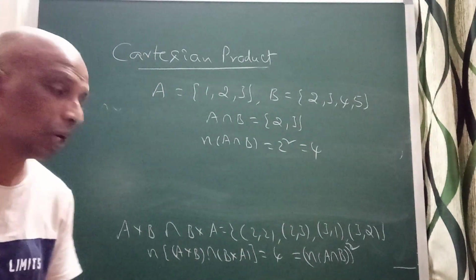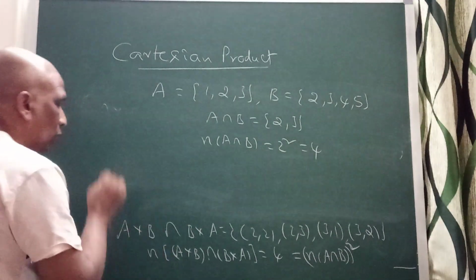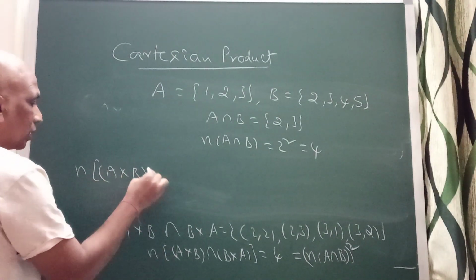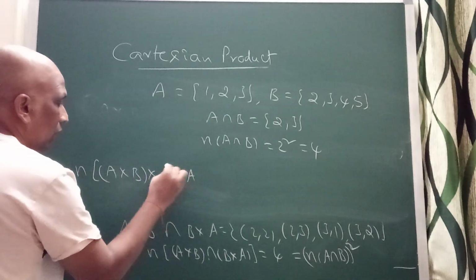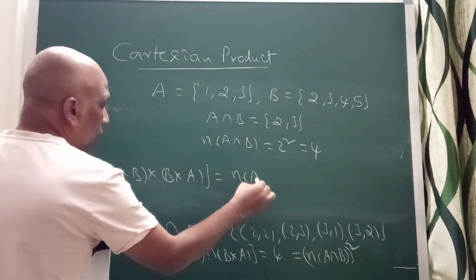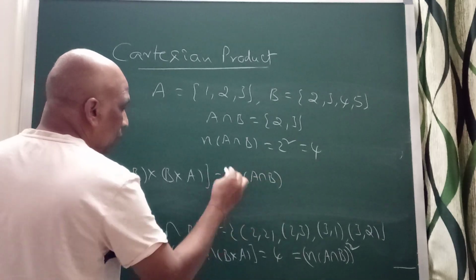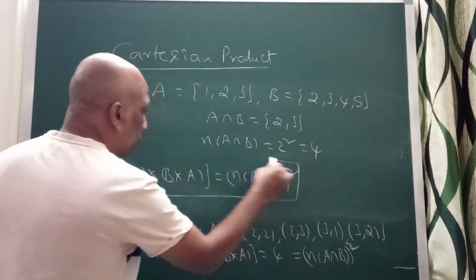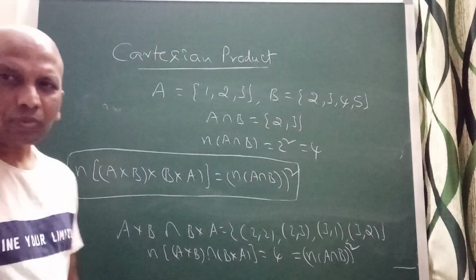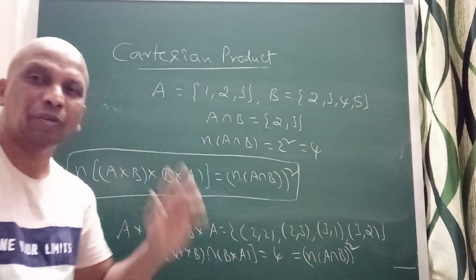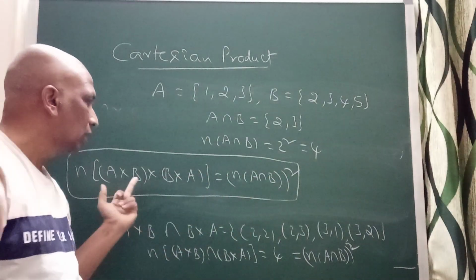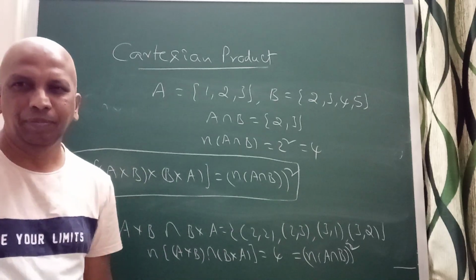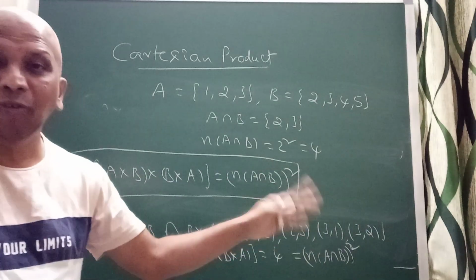So finally, what's our conclusion now? Whatever the problem, n of (A cross B) intersection (B cross A) should be equal to n of (A intersection B) whole square. So this is always possible. You can remember, when the sets are finite and A and B have common elements, you can use this relation. If you use it, you can find it easily. Correct?